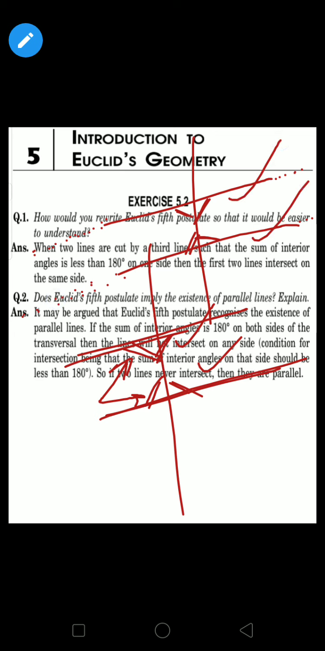I think all of you have got it. This is not exactly the converse, but you can say it is related to the fifth postulate. There, the sum of angles was less than 180 degrees, that is why they were intersecting each other. Here the sum of angles is equal to 180 degrees, that is why they will never intersect each other, and these lines are known as parallel lines. Are you getting it, students?